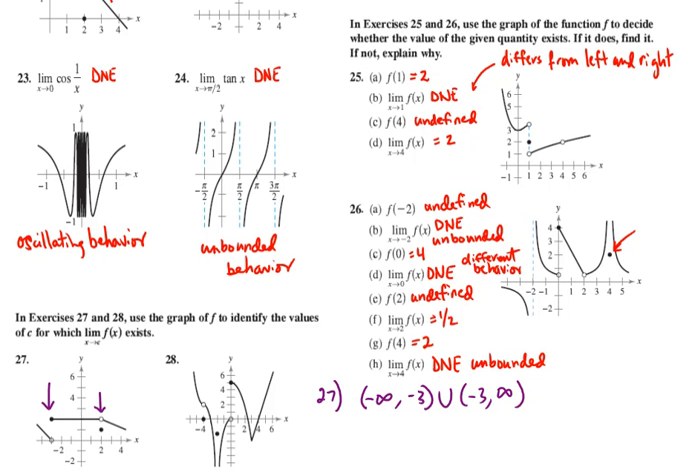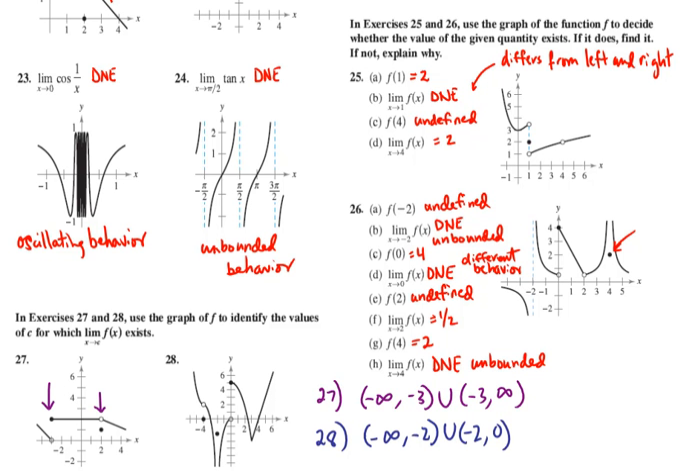And again, you can take a look at number 28. We have limits existing from negative infinity all the way up to x equals negative 2, at which point we have unbounded behavior. Then we're going to continue from negative 2 up to 0, where we have differing behavior from the left and the right. So we can't include either negative 2 or 0 in that interval.